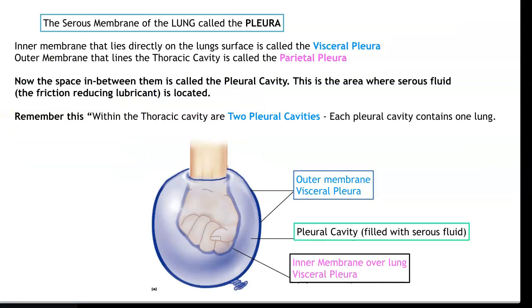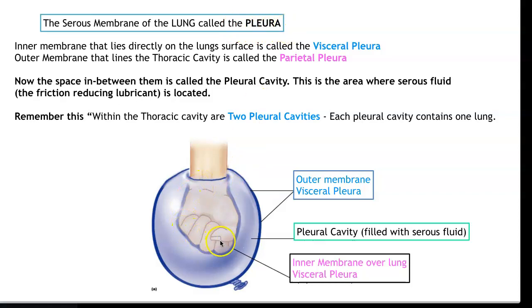So we're going to start with the serous membrane of the lung first. The serous membrane of the lung is called the pleura. You hear that word pleura, you automatically just have to think of the lung. If you are making index cards, this would be a good index card. The serous membrane of the lung is called the pleura.